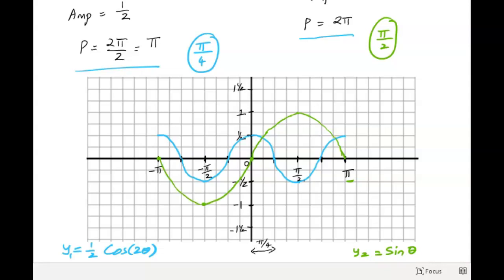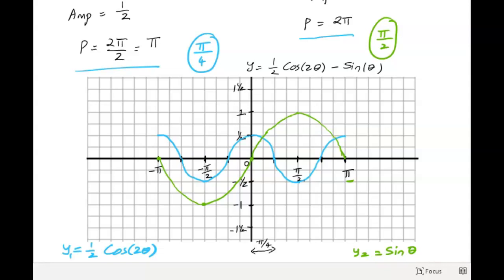All right, beautiful. So now that we've sketched both the functions, we're going to combine them into the one function that's been asked in the question. The question is basically saying: what is y equals a half cos 2 theta minus sine theta? In other words, what is the blue graph, which is my half cos 2 theta, minus the green graph in this particular scenario?